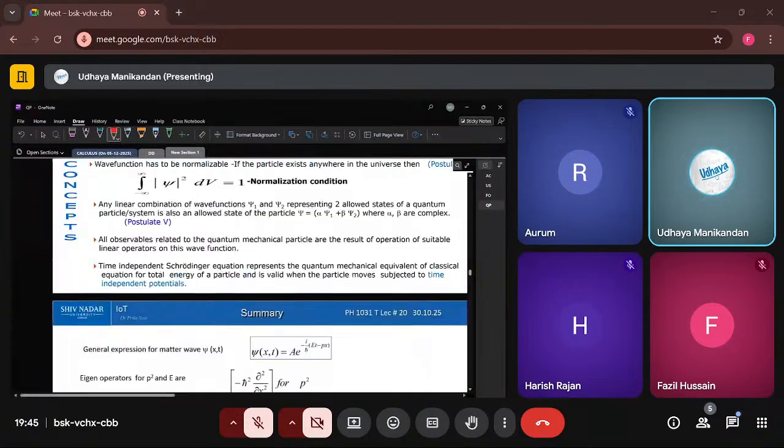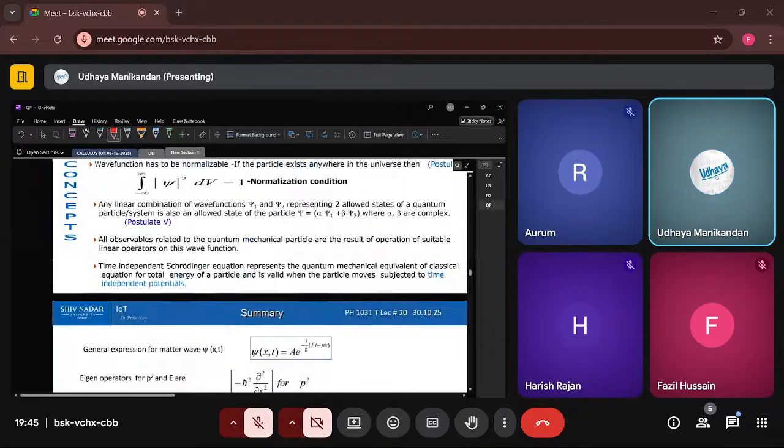So remember, it represents the probability of finding a particle in a certain interval. The wave function has to be finite, single valued, and continuous. And this is the normalization condition.